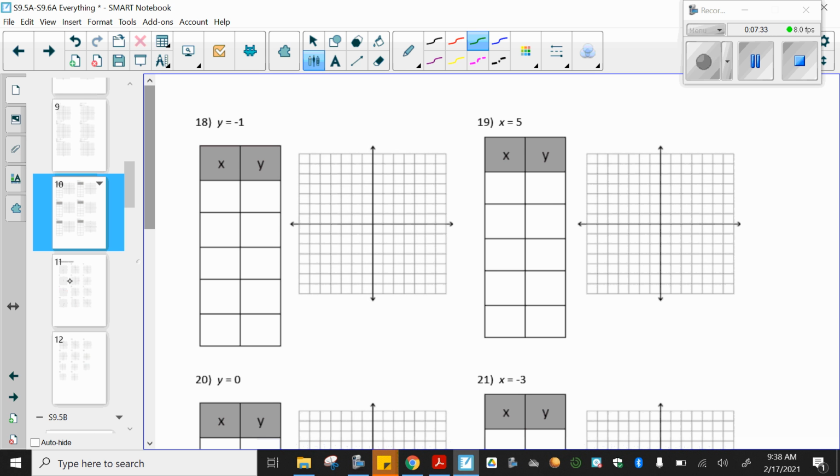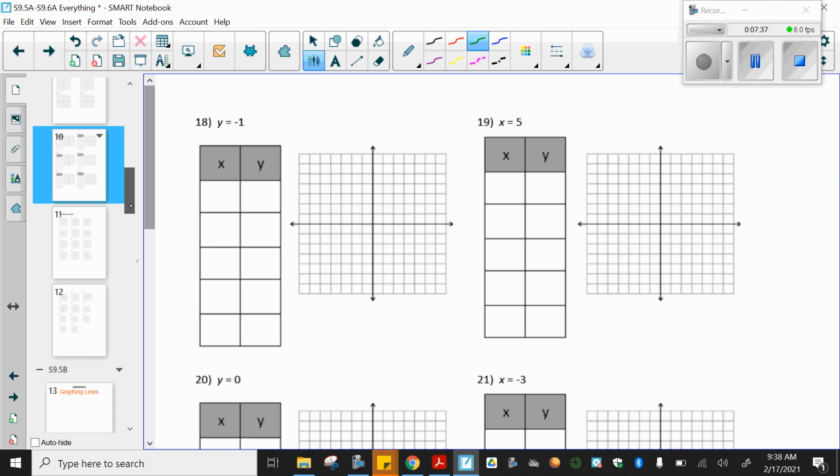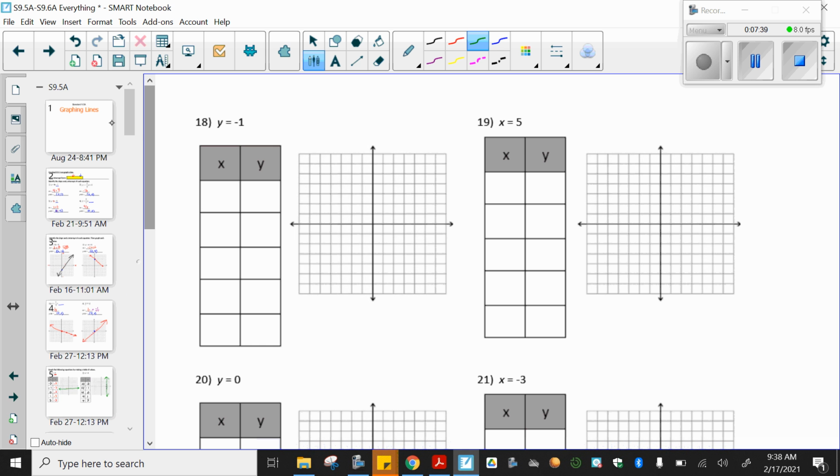All right. Some more graphs. And then we'll post the answers so you can take a look at them. 4 pages of homework, but they go really fast.